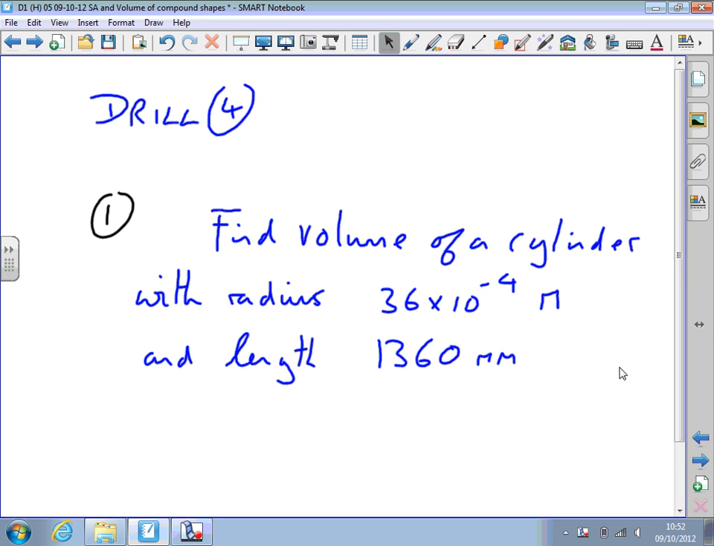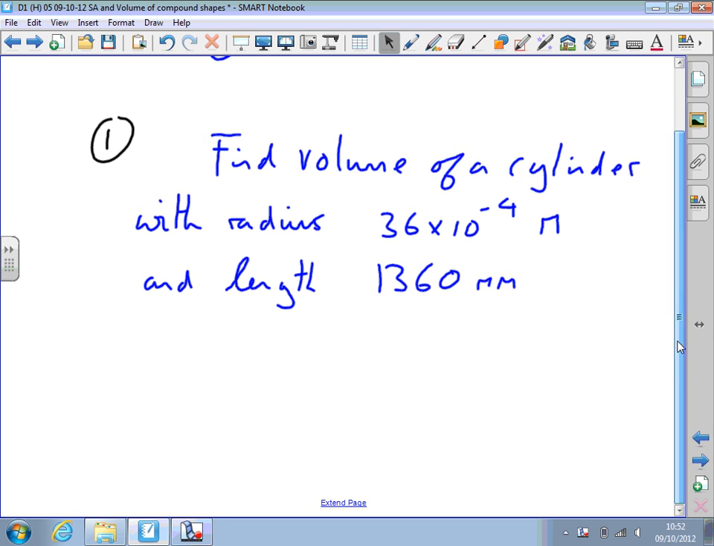So let's try these two questions then. Number one, find the volume of a cylinder with a radius of that and the length of that. Note, first of all, the units are inconsistent. So I would convert this to meters, 1.36 meters. I wouldn't convert that to millimeters. We tend to stick to meters when we're talking about volumes. We'll get a very large answer in cubic millimeters, so stick to meters.